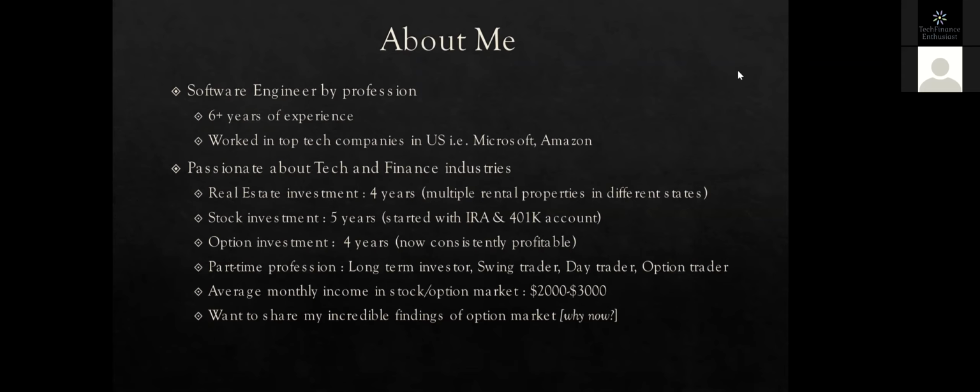So a little bit about me. I'm a software engineer by profession. I've been working as a software engineer in the USA for more than 6 years. I worked in top tech companies like Microsoft and Amazon for the last 5 years. In the meantime, I'm also passionate about the tech and finance industries. I am a real estate investor, so I have multiple rental properties in different states. I have been in the stock market for more than 5 years, and I've been doing option investment for almost 4 years.